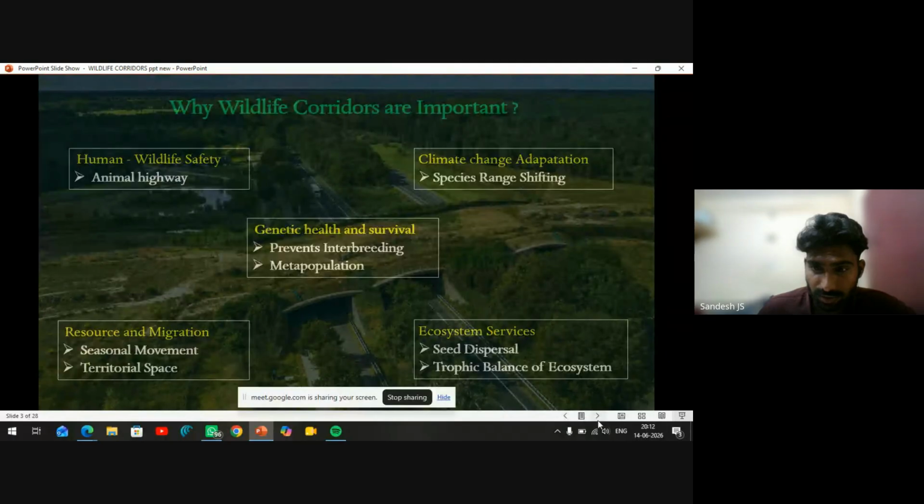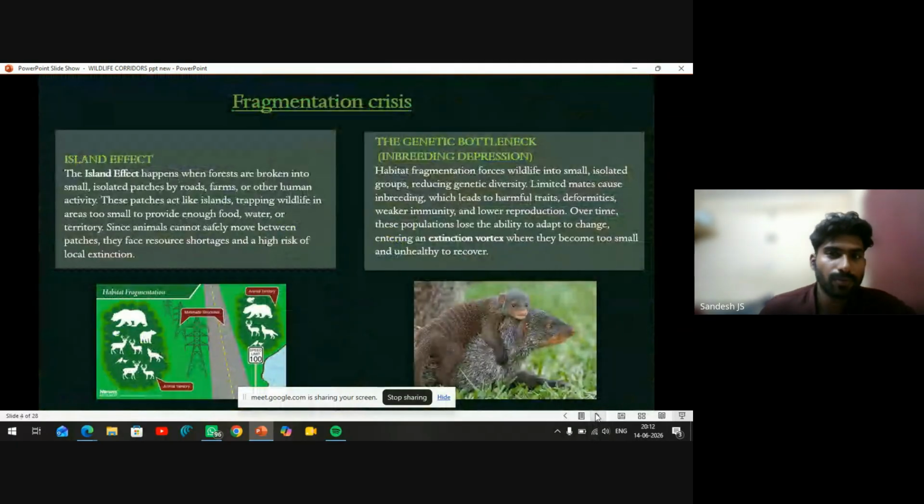And coming to the next, the fragmentation crisis. So this is the part where this webinar is interesting, like the habitat fragmentation. This is the reason why wildlife corridors exist. So I have taken four effects in this slide: island effect, inbreeding depression, edge effect, and migratory roadblock. So coming to the first one, what is habitat fragmentation?